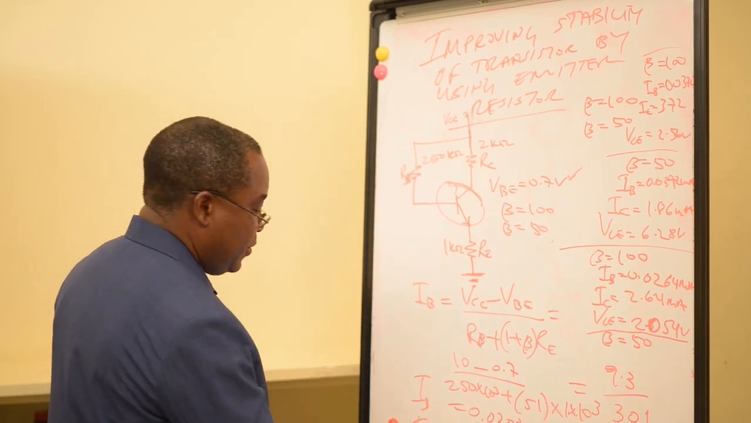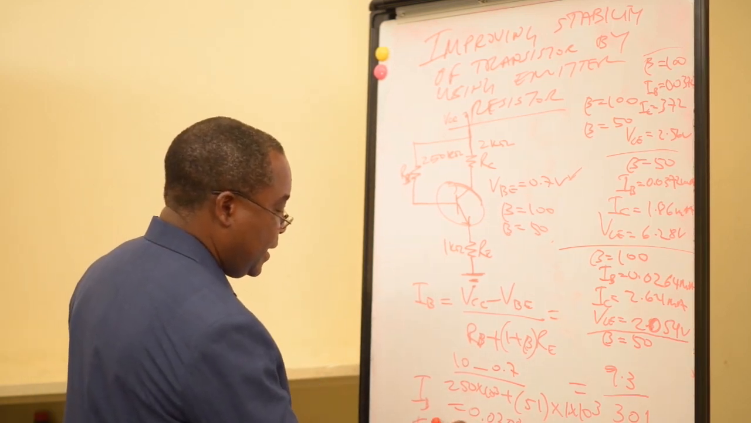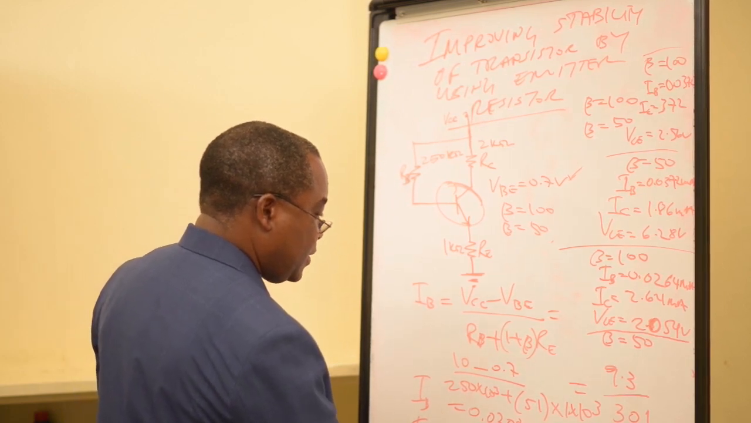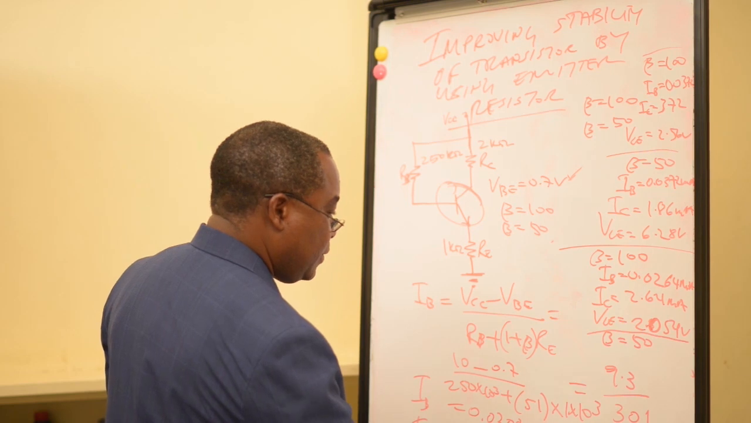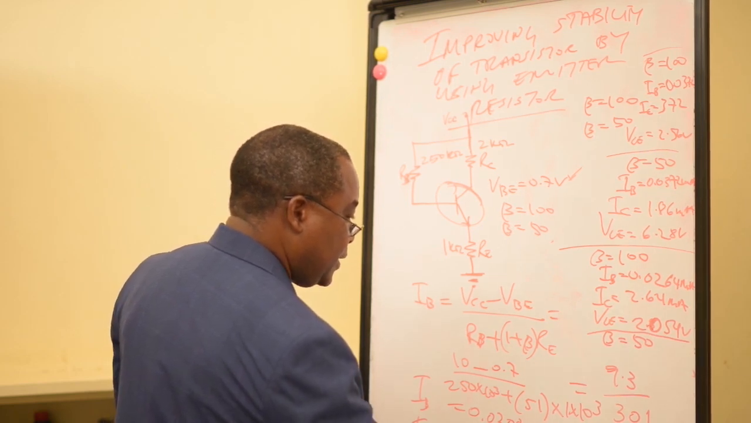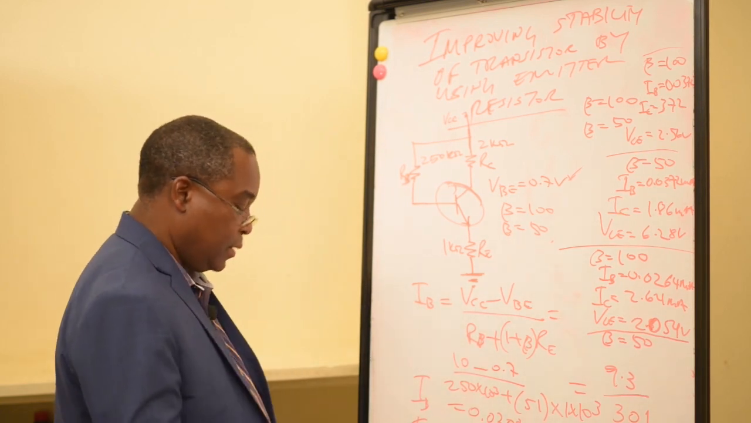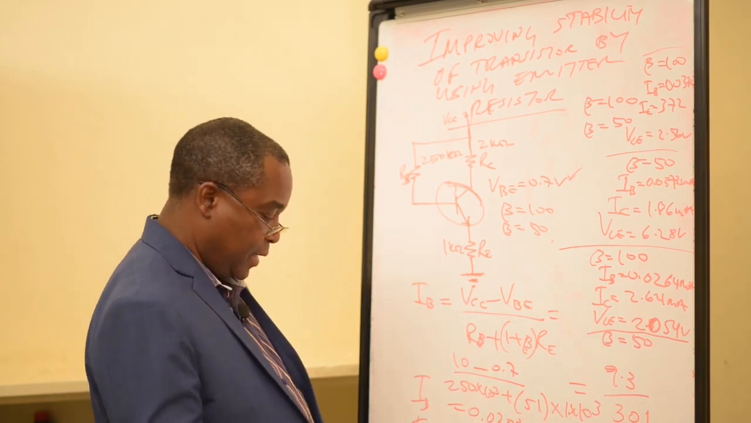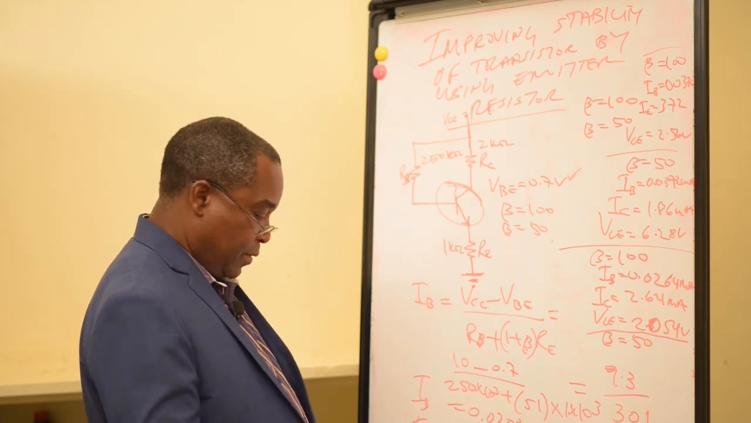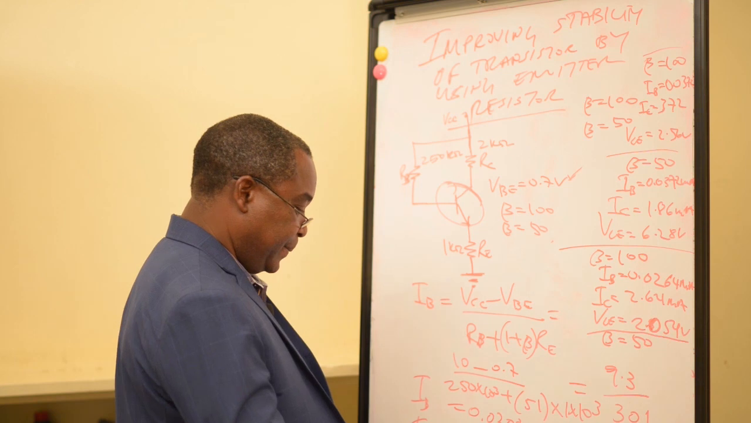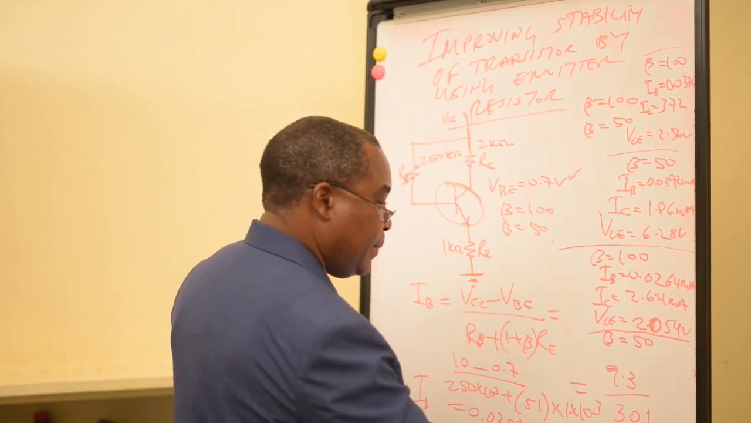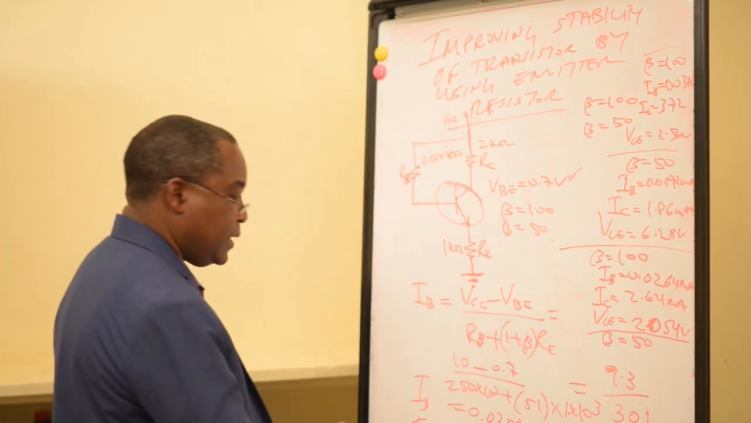So we have to look also for our IC, which is beta IB, equal to normal algebra 50 times 0.0308, which is equal to, by using a calculator again, 50 times 0.0308, we have here 1.54 milliampere. This is our IC.